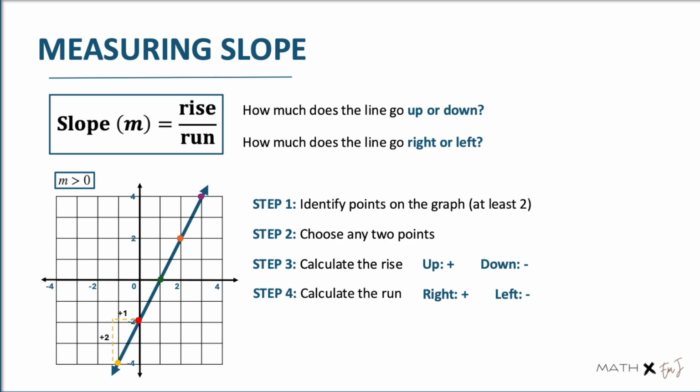And you can actually continue doing this all the way up the line. So if you go from the red point to the green, up 2, right 1, from the green to the orange point, and the orange to the purple point.